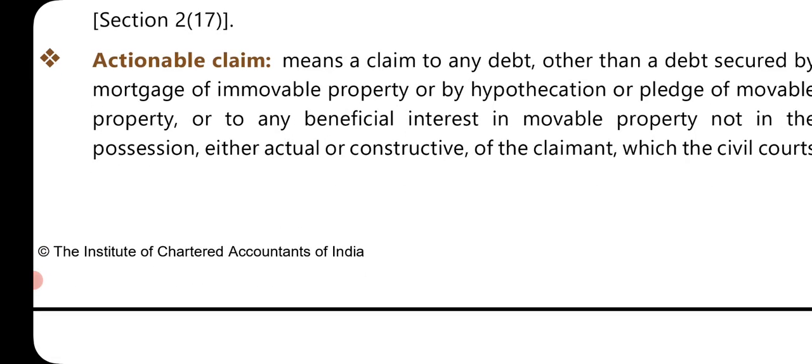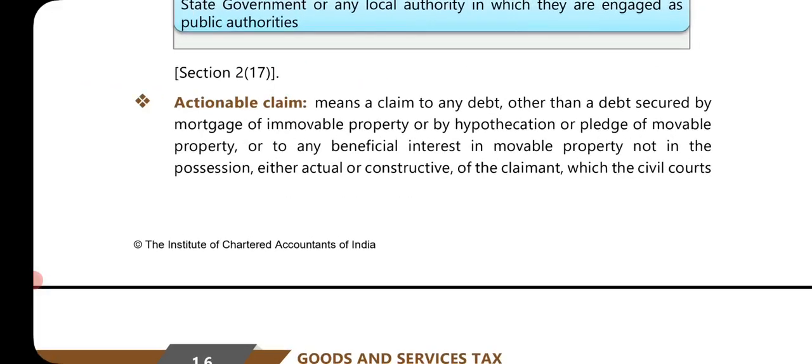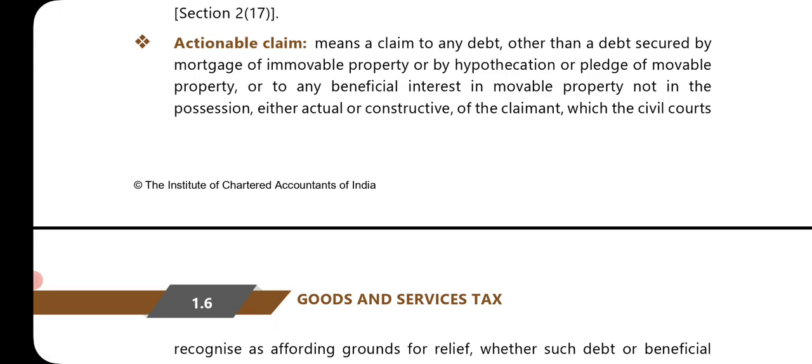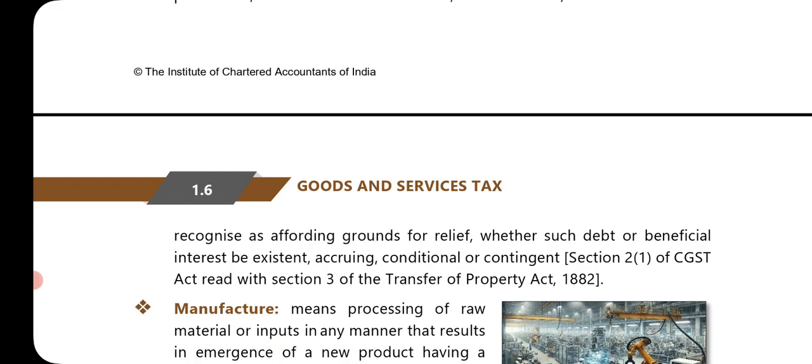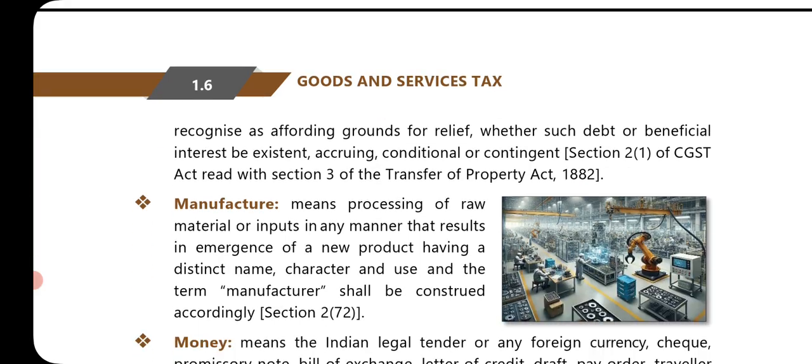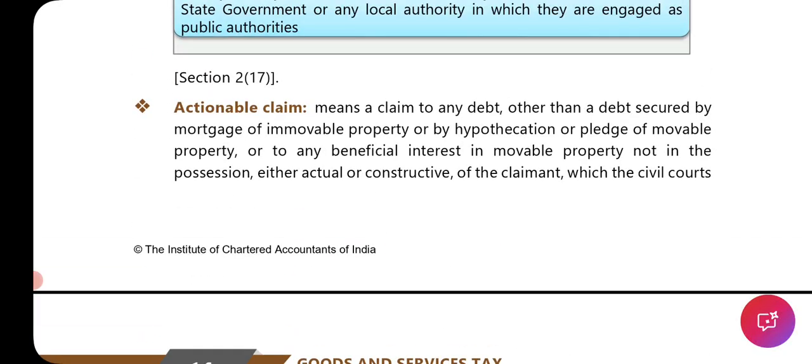Okay, next is actionable claims, means a claim to any debt other than debt secured by mortgage of immovable property, or by hypothecation or pledge of movable property, or to any beneficial interest in movable property not in the possession either actual or constructive of the claimant, which the civil court recognizes as affording ground for relief, whether such debt or beneficial interest be existent, accruing, conditional, contingent. Section 2, subsection 1 of the CGST Act, read with Section 3 of the Transfer of Property Act. So here actionable claims are covered.